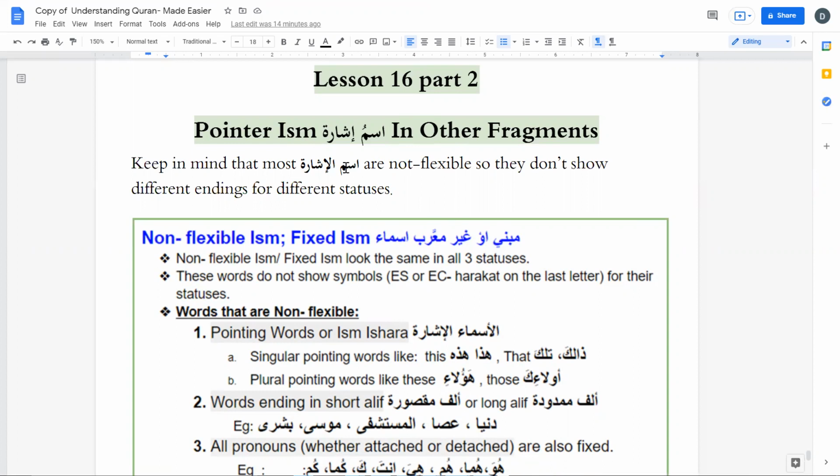And before moving on to see what the other fragments are and how ism ishara can work in those fragments, just keep in mind that most ism ishara are not flexible. We learned it, remember, in flexibility, lesson 15. Most ism ishara, which are the singular pointing words like hadha, hadhihi, dhalika, tilka, and the plural pointing ism, ula'ika and ha'ula'i, are non-flexible. So they look the same whether they are rafa, nasb, or jar. So just keep in mind.